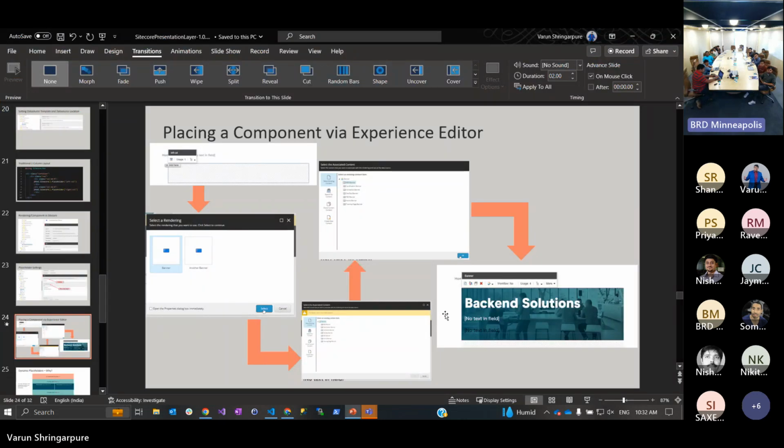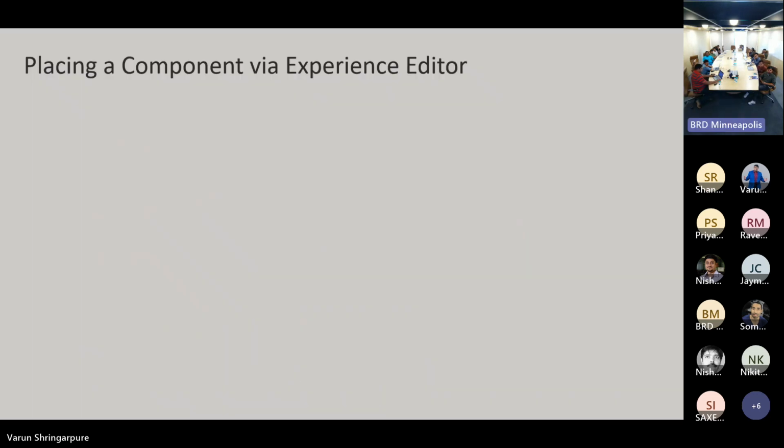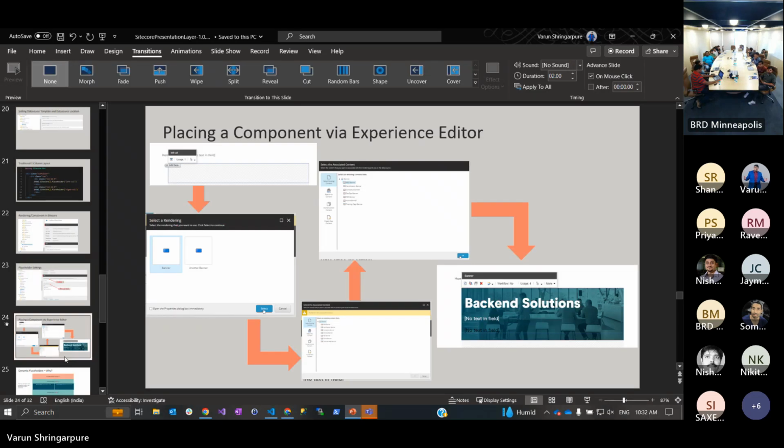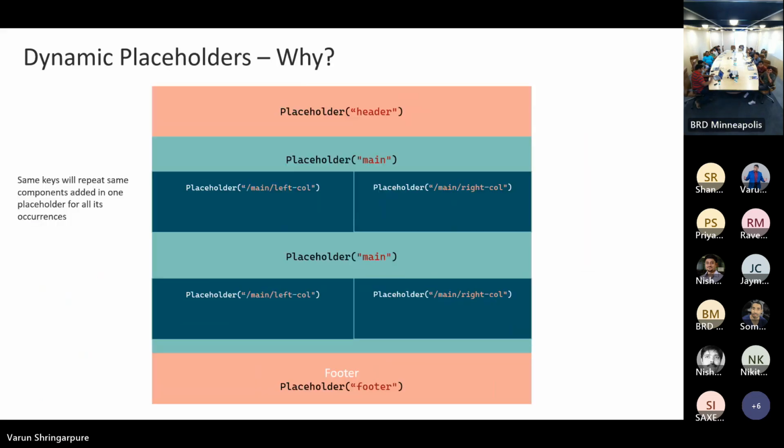So let me go back to the presentation. All right. So now you know the why behind dynamic placeholders. Again, the same concept: you have header, then you have main, then you have a two-column component. Then again you have main and again the two-column component. In this scenario, if it is the normal placeholder, the site is gone for a toss. So we require dynamic placeholders.